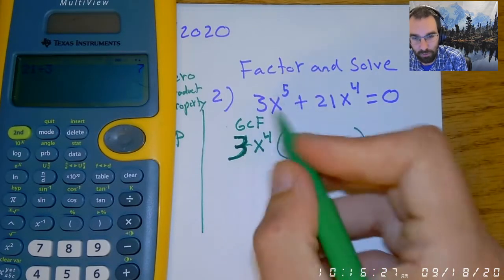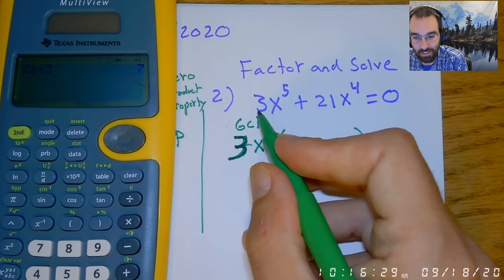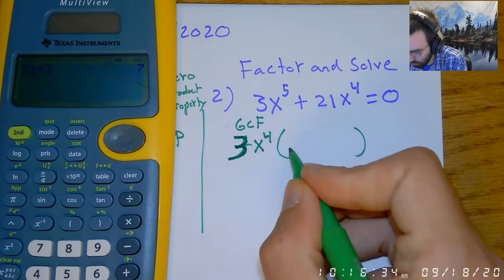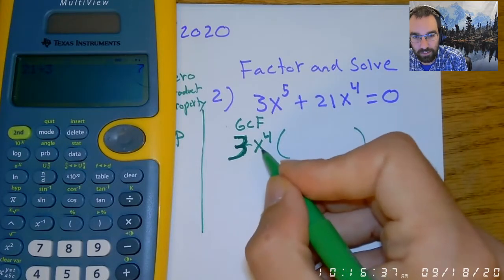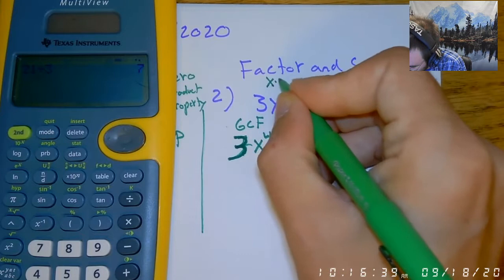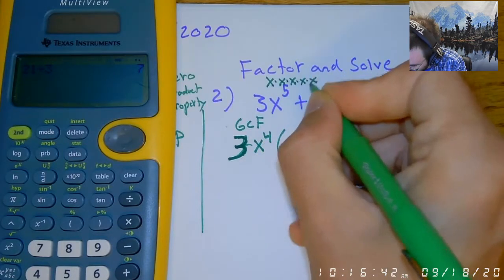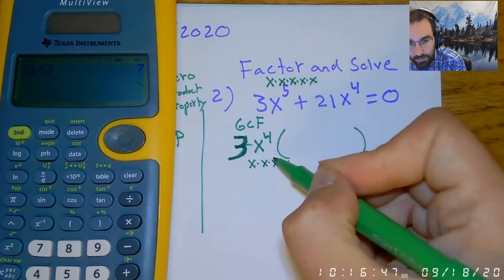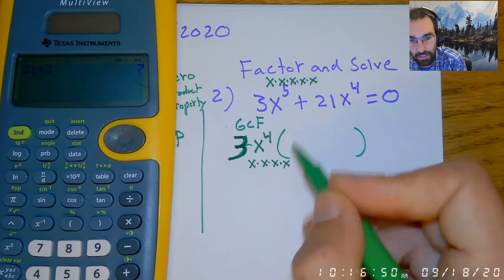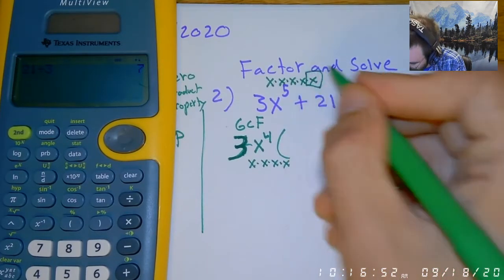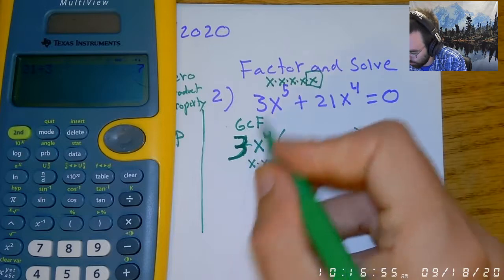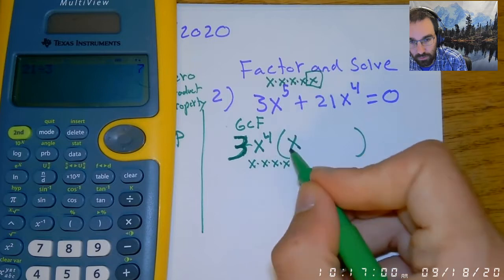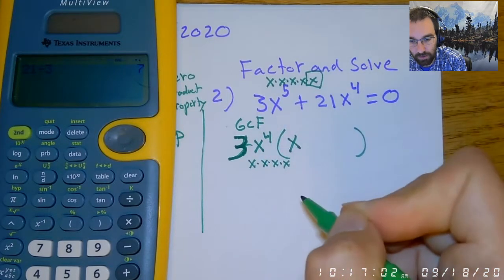That's a 3, because 3 goes into both of them. So what times 3 gives me 3? That's a 1, so 1 times 3 is 3. I'm going to have a 1 here. Then I have 4 x's here, and this is 5 x's. This is x times x, 3, 4, 5, and this is 1, 2, 3, 4. I'm just missing one x here. To get 3x to the 5th, I just need to multiply by x, because 3x to the 4th times x gives me 3x to the 5th.